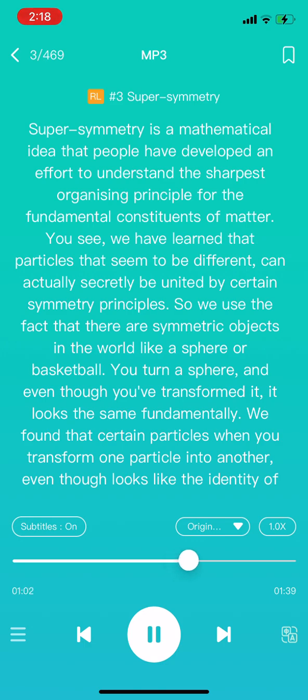Matter particles are particles like electrons and muons, quarks. Force particles are like photons and gluons and W and Z bosons. Supersymmetry is a symmetry that actually relates these two kinds, these two classes of particles.